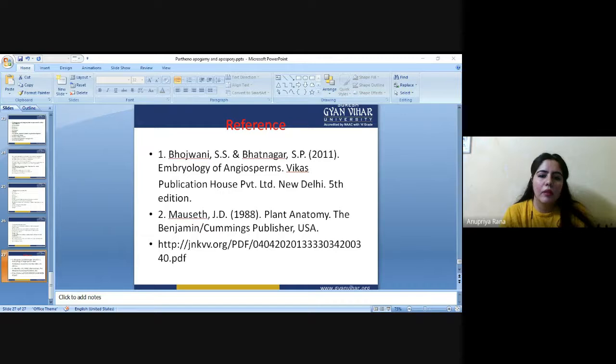And last is a link for a PDF. This is also good if you are taking follow-up leads on the apomixis process. Okay, this is all for the apomixis classification based on cell involvement. We are still left with the frequency-based classification and the occurrence-based classification. So we will take it in the next class.